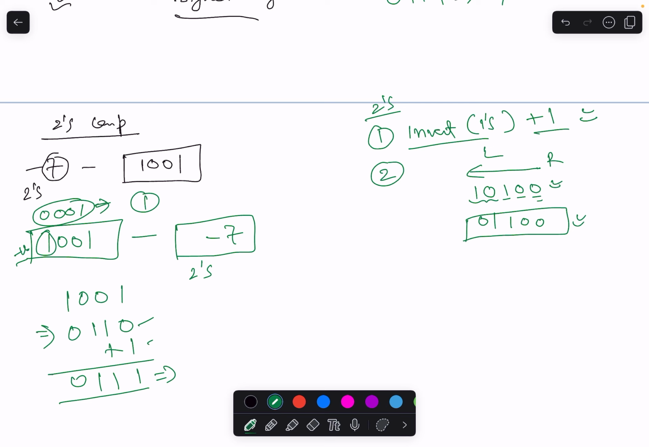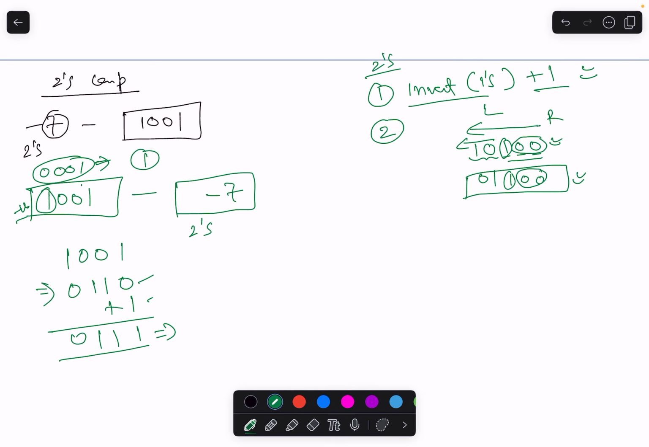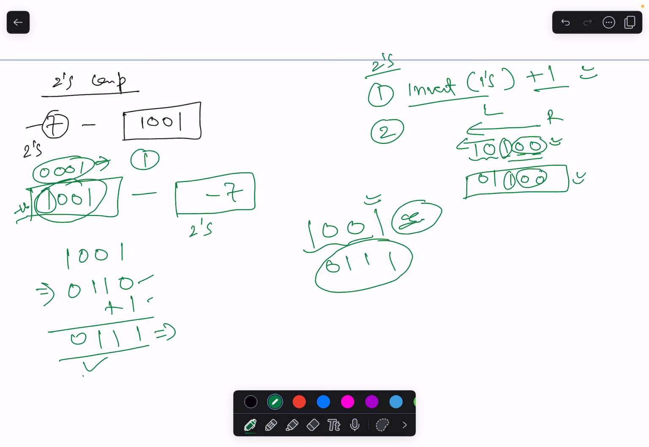So we go from right to left. If we get any number of zeros, we write all the zeros as they are. We find the first one, we write the first one, and after this first one we invert the bits. For example, suppose we have this number 1 0 0 1. Here we don't have any zeros, so there's no need to worry about that. We find the first one, so we write this one as it is, and after this first one we invert the bits, so 0 1 1 1. So we can directly find the two's complement in this manner.